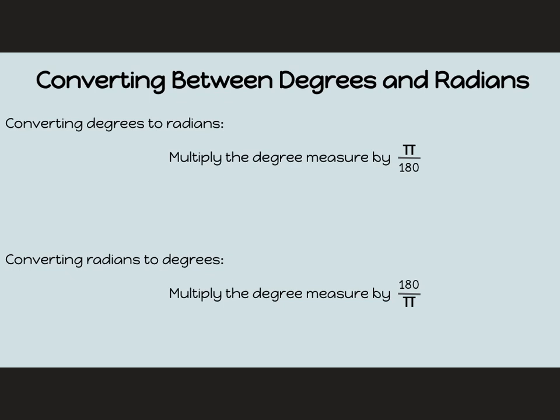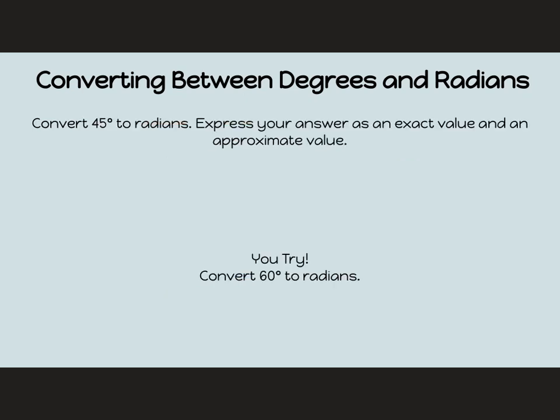If you want to convert between degrees and radians, there are 2 different formulas you need. It's really the same thing, just flipped upside down. If you're going from degrees to radians, you multiply by pi divided by 180. If you are going from radians to degrees, you multiply by 180 divided by pi. The first one says convert 45 degrees to radians, and express your answer as an exact value and an approximate value.